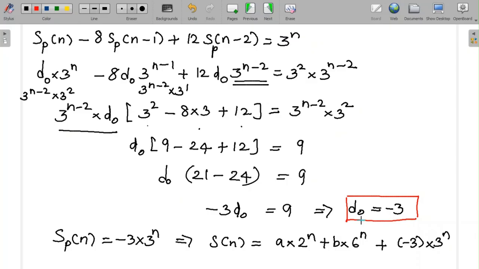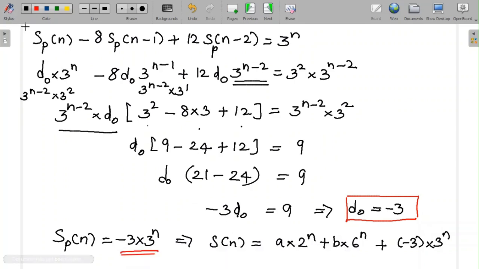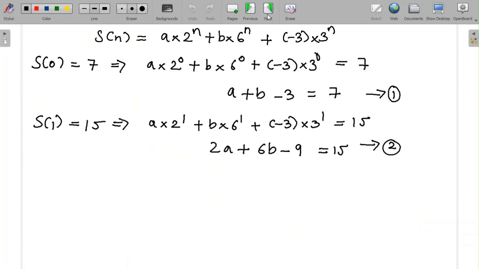Once we have d naught, the particular part of the solution has been found out as negative 3 times 3 power n, and hence the complete solution of the recurrence relation is also ready except for the value of the constants a and b. So we have a times 2 power n plus b times 6 power n plus the product of minus 3 and 3 power n. As usual, we'll find a and b using the initial conditions given.